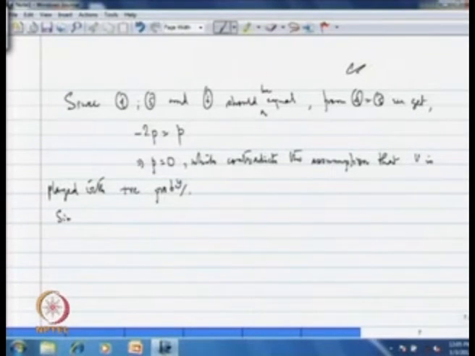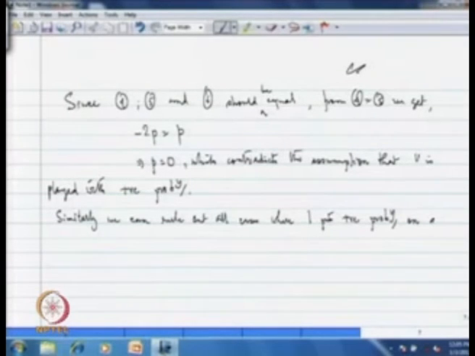Similarly, we can rule out all cases where one player puts positive probability on a pair of actions and the other puts positive probability on all actions.